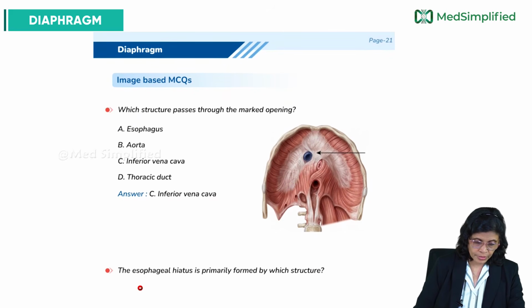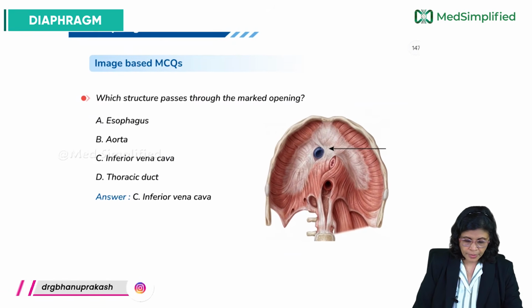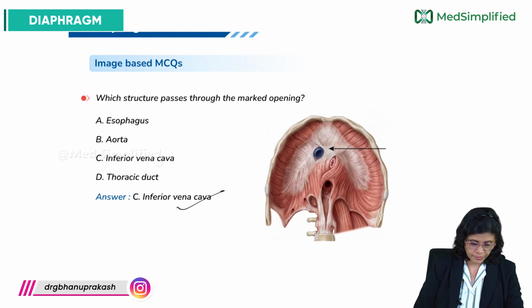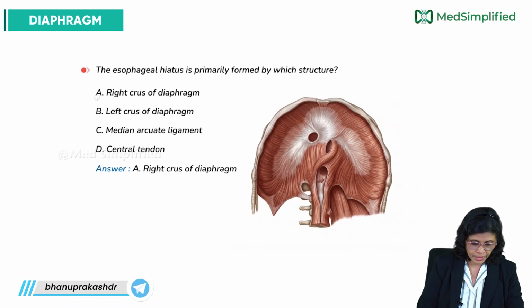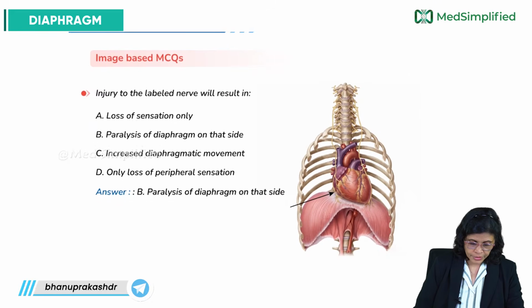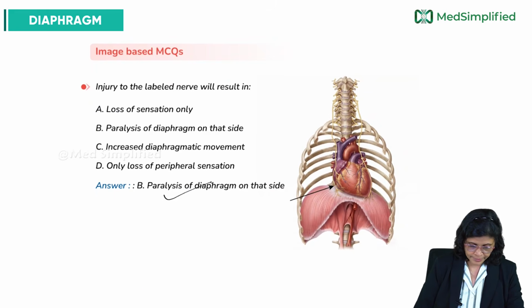Coming to some of the image-based MCQs. Which structure passes through the marked opening? Here at the central tendon the opening is there, so it is the inferior vena cava. The esophageal hiatus is primarily formed by which structure? The esophageal hiatus is formed by the right crus of the diaphragm. Injury to the labelled nerve here, the phrenic nerve, results in paralysis of the diaphragm on that side.